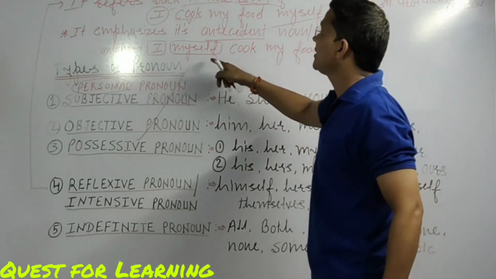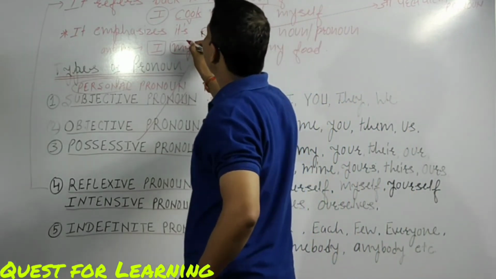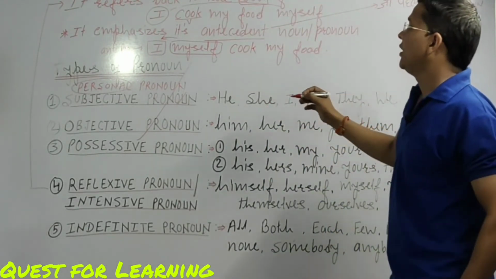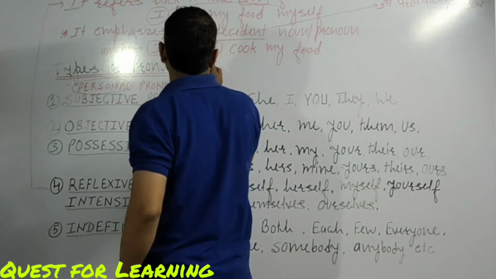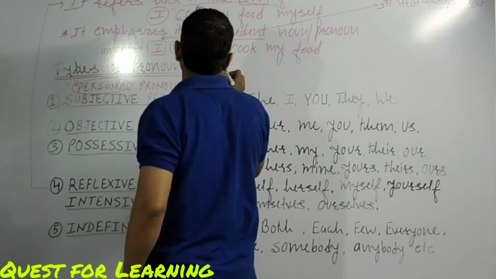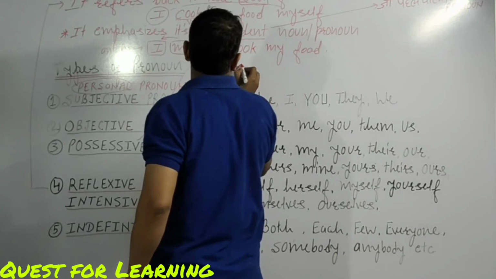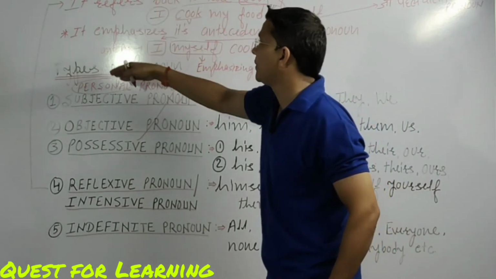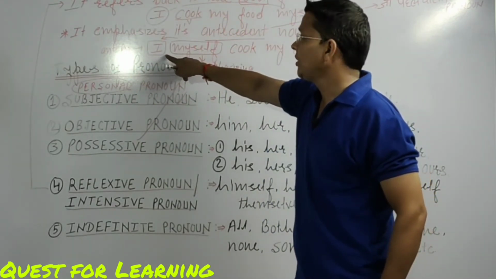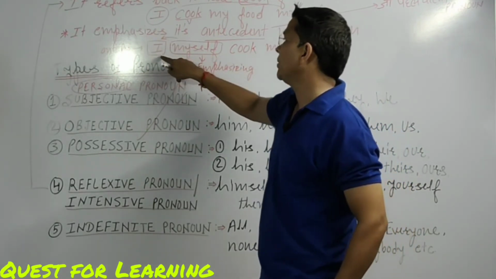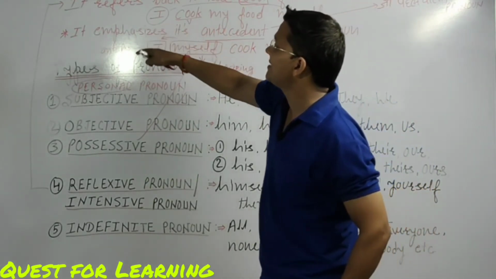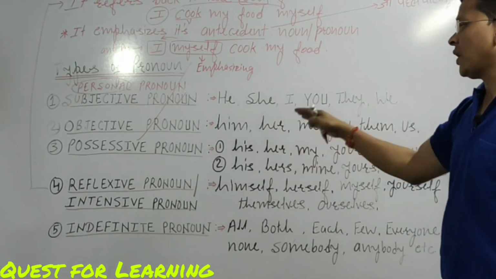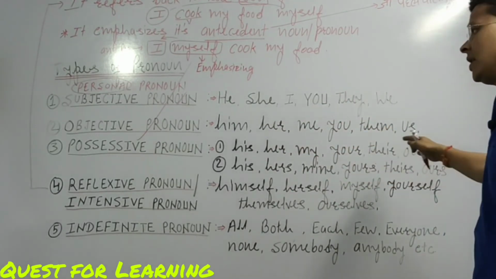Okay, so here what myself is doing, it is emphasizing its antecedent noun or pronoun. So I is a pronoun, so we can call it the antecedent pronoun. So here myself is emphasizing its antecedent pronoun. Okay, so in this way we use a reflexive pronoun or an intensive pronoun. This is the difference between a reflexive pronoun and an intensive pronoun.